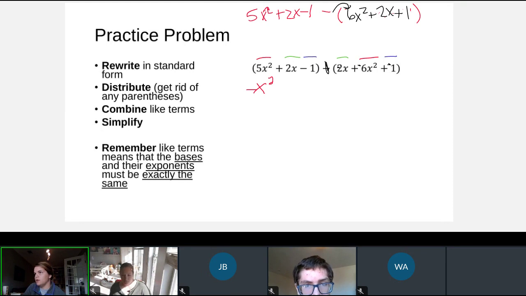All right, so now Jonathan has gone ahead and combined his like terms. He's got them by color. And I'm still working on distributing, okay?